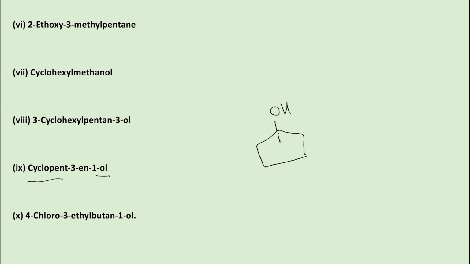So 3-en, that means between the third and fourth carbon you have the double bond, so put the double bond here. This is the structure. Cyclopentane, double bond, and then OH here.